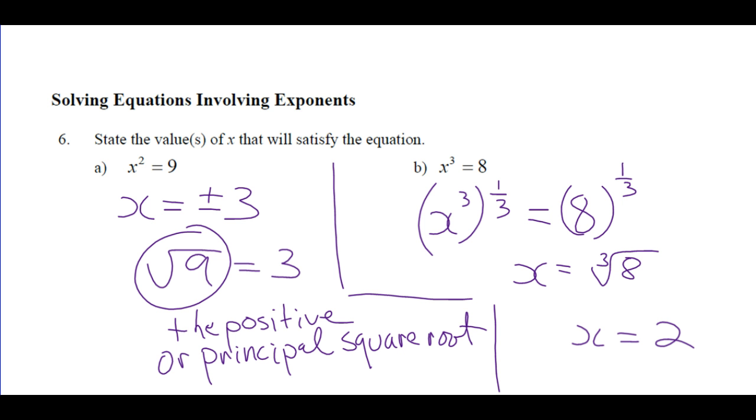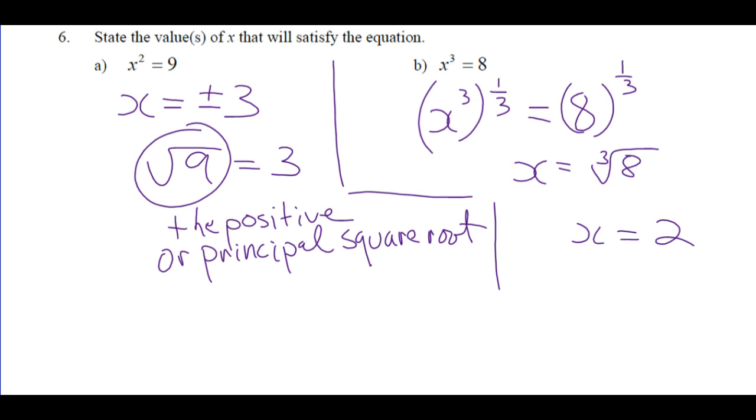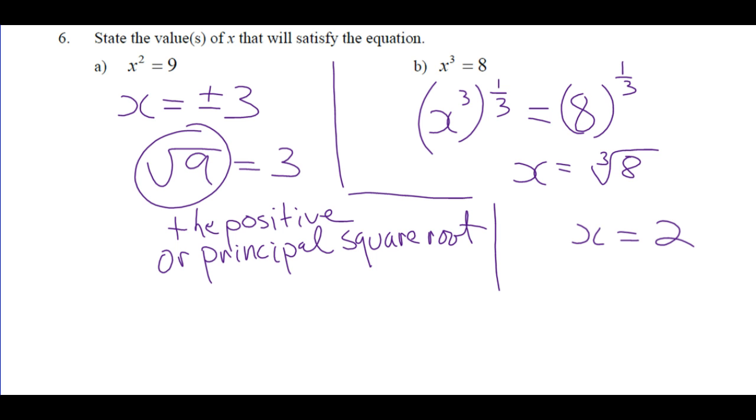So that's a little something that's going on there. How am I solving for that? We just know what cubed is 8, or what's the cube root of 8? But this is what's happening in order to get that.